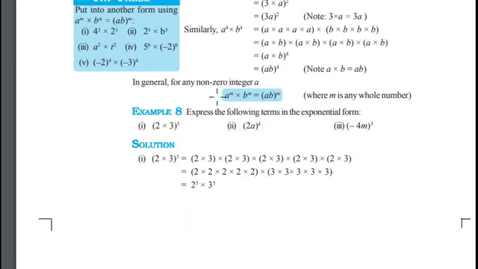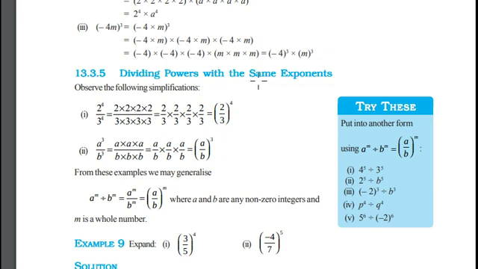In general, for any non-zero integers a and b with same exponents m, we can write a to the power of m times b to the power of m as ab to the power of m. We are just multiplying the bases with same exponent.